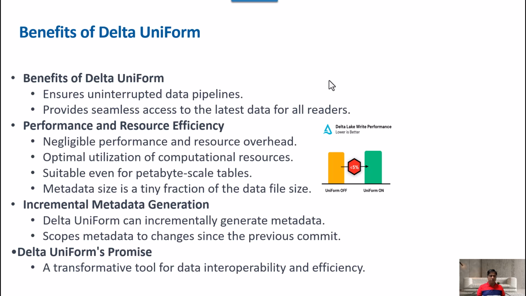Delta Uniform's promise is that it is a transformative tool for data interoperability and efficiency across the three systems. So if you see Delta Live performance, the performance overhead is very less. Delta Uniform off and Delta Uniform on, it is just less than 5%. Less than 5% is not too bad, and that too you are getting this kind of efficiency, interoperability and democratization across the different data access patterns and data access ecosystems.